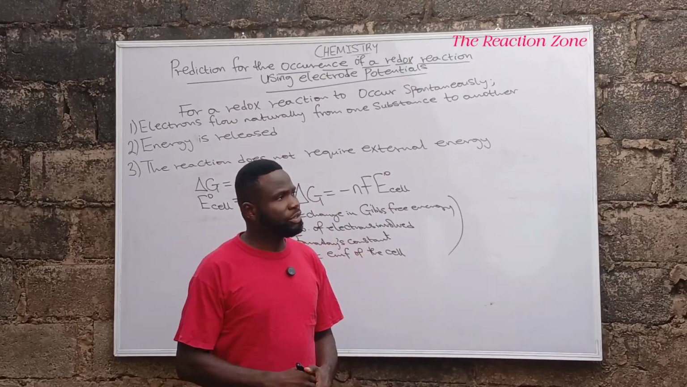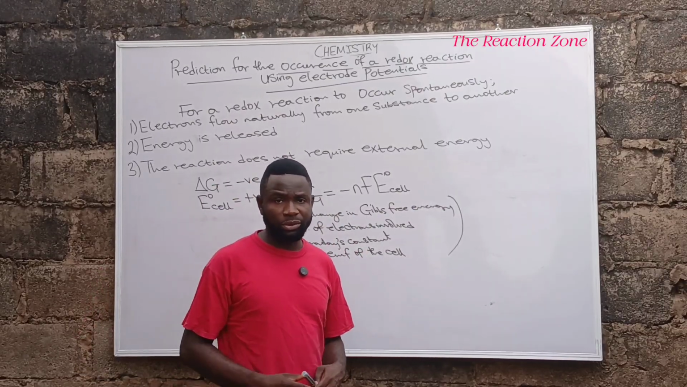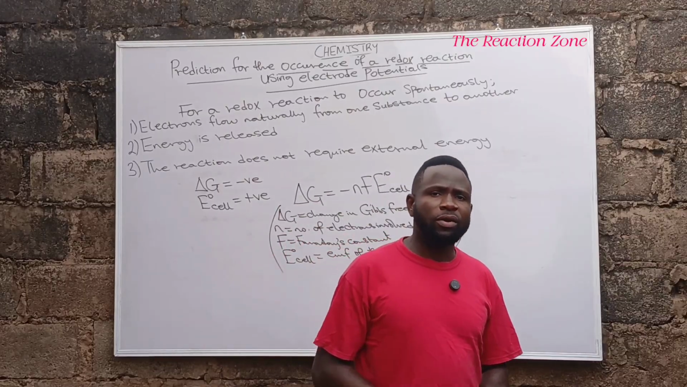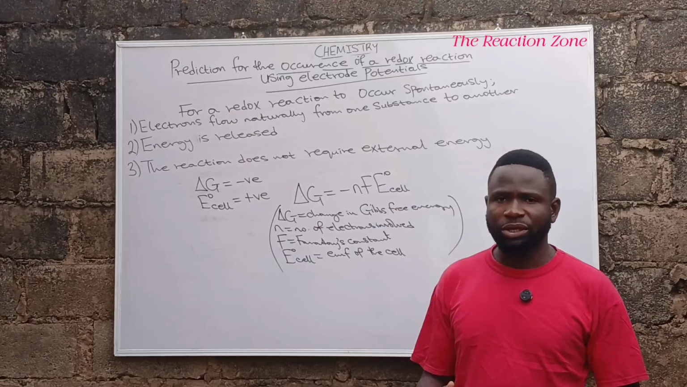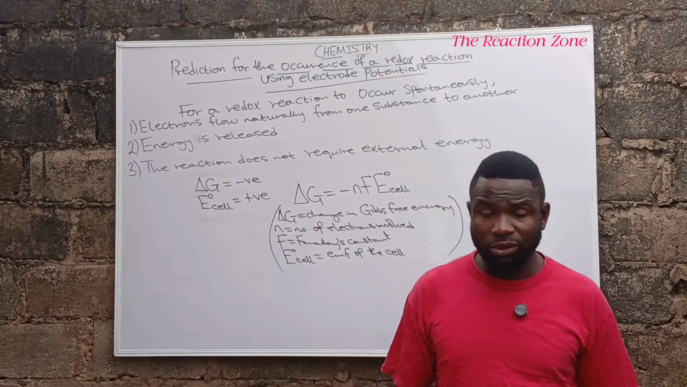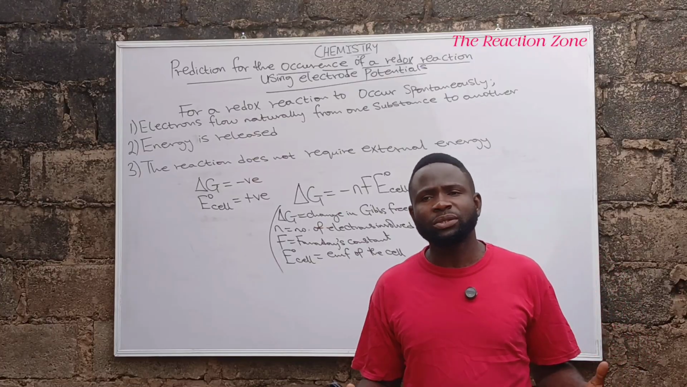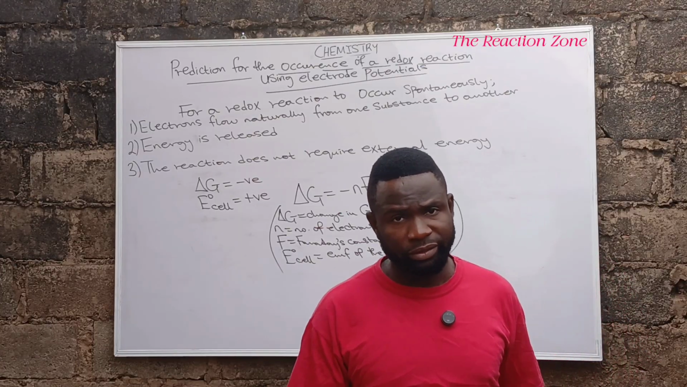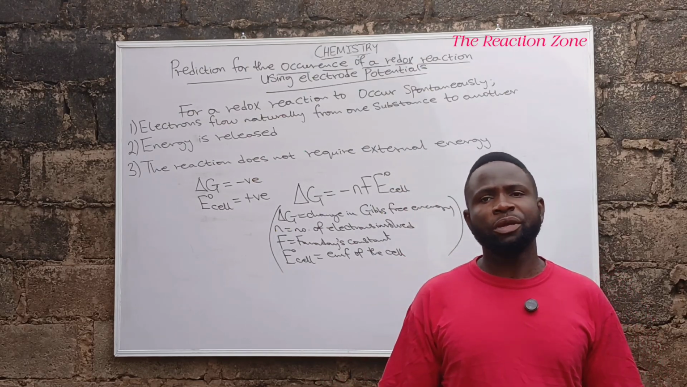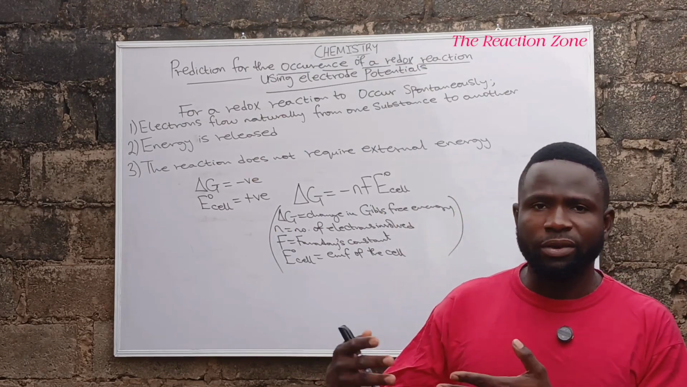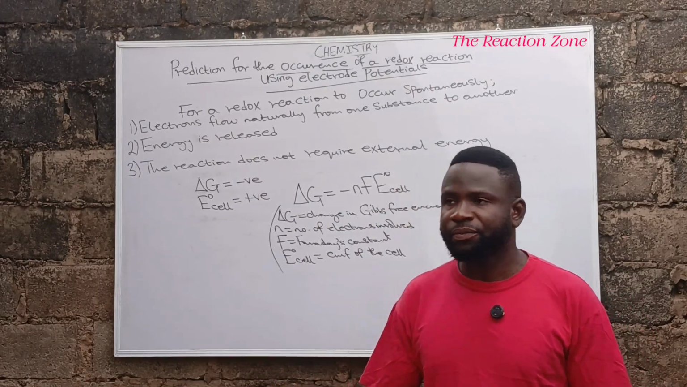In today's lesson, we're going to look at how to predict the occurrence of a redox reaction using electrode potentials. Now, a redox reaction is a chemical reaction in which the processes oxidation and reduction occur simultaneously. However, it is important to note that not all redox reactions occur naturally. Because of this, it becomes important for us to be able to predict whether a redox reaction will occur naturally, that is spontaneously, or not.